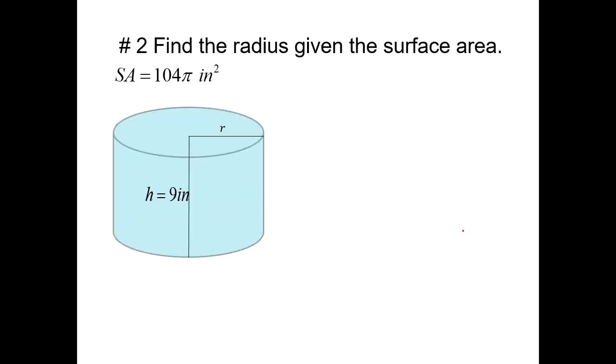Okay, let's look at example number 2. So now we need to find the radius given the surface area. So this surface area is equal to 2 times pi r squared, because pi r squared times the top and the bottom, so that's why we get times 2, plus the circumference, which is 2 pi r times the height. So we know that the height is 9, and we know that the surface area is 104 pi, so we have to find r.